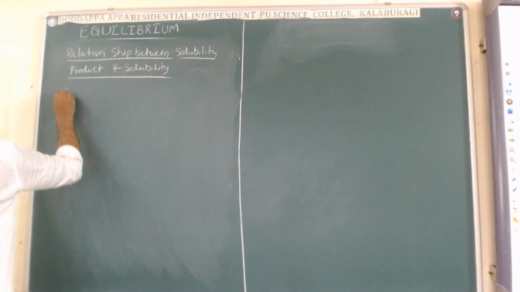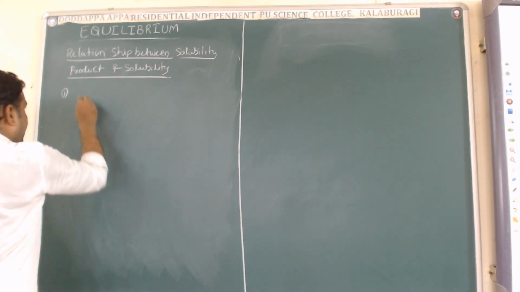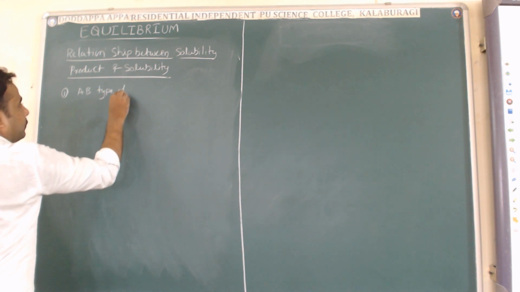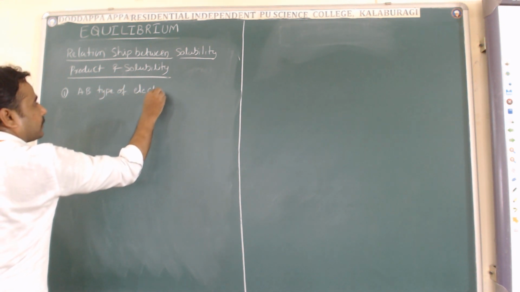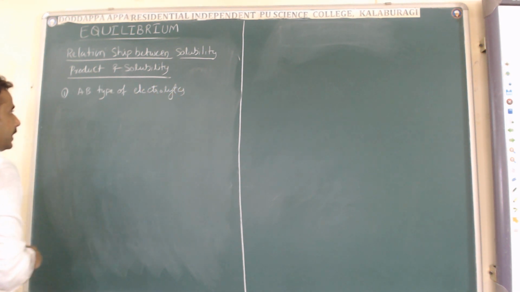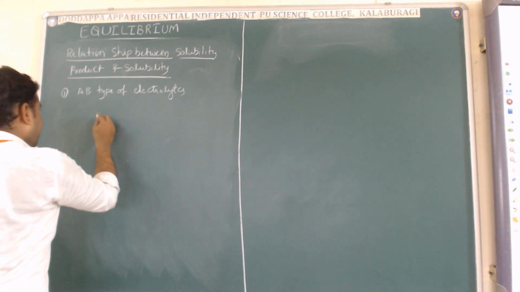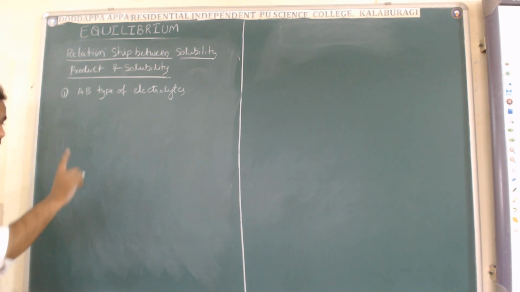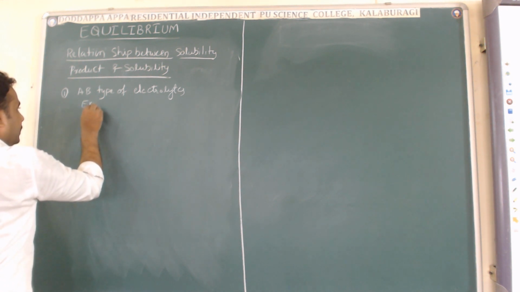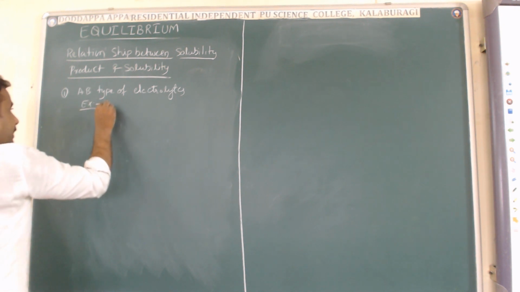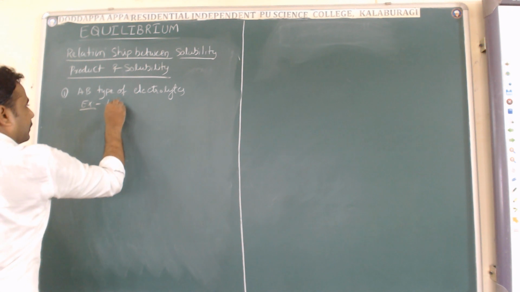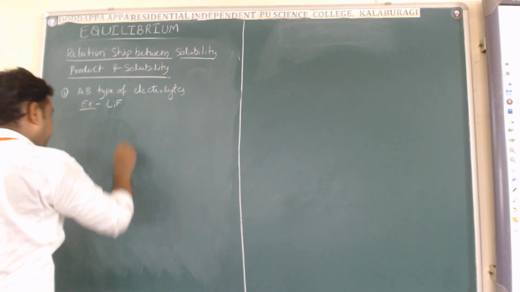The first one I will write down here is the relationship for an AB type of electrolytes. So in the AB type of electrolytes, what happens here? AB means only one cation and one anion. The examples for AB type are LiF, lithium fluoride, and AgCl.